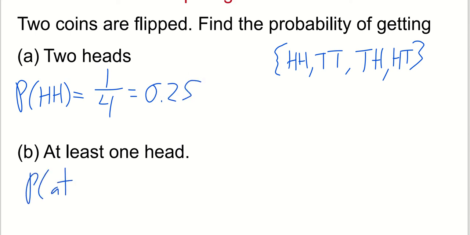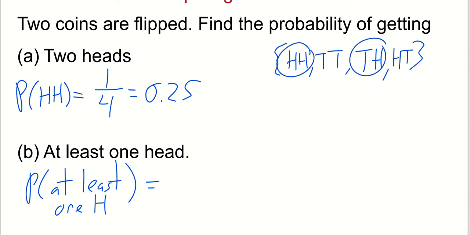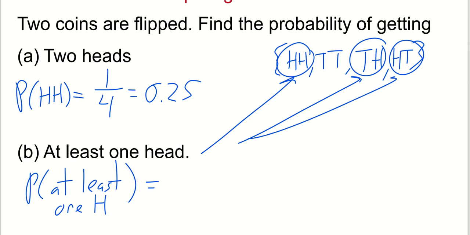If we want to compute the probability of at least 1 head, at least 1 means 1 or more. That would include these 3 outcomes. So from the sample space, these 3 outcomes include at least 1 head. So that would have probability 3 out of 4, which would be 0.75.